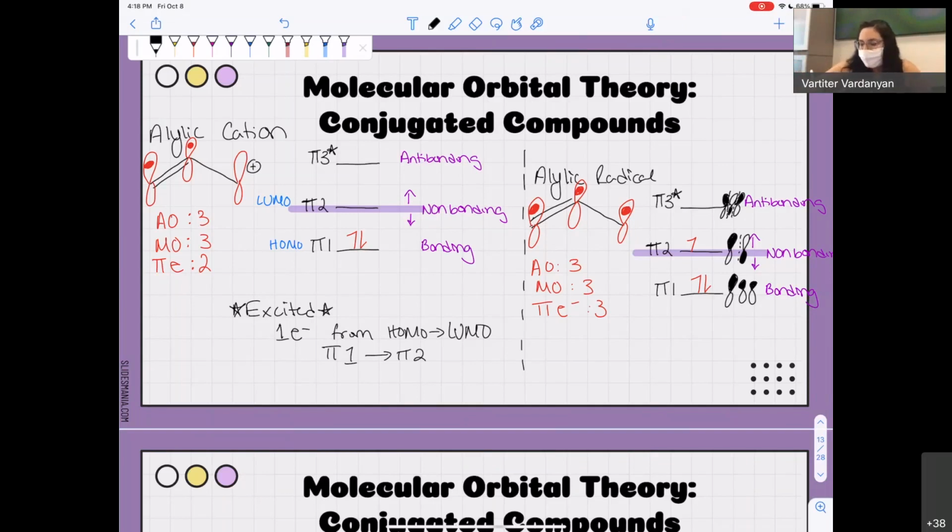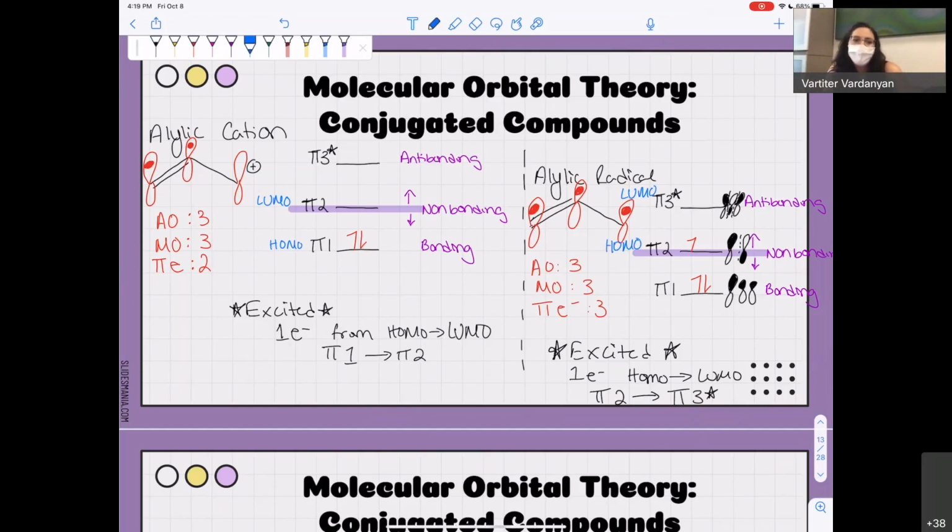What I do want to note is that in the excited state for the radical, we are going to move, again, 1 electron from HOMO to LUMO. But in this case, the HOMO is actually pi 3. So it's going to move from pi... Oh, I'm lying. Pi 2. It's been a long day. It's going to go from pi 2 to pi 3 star. So right here, the HOMO and the LUMO.